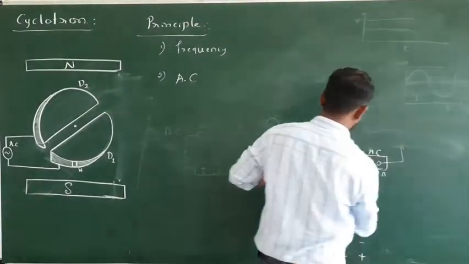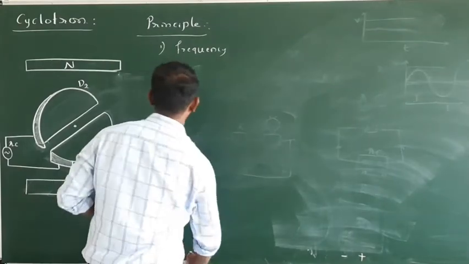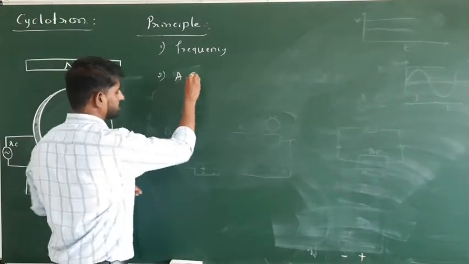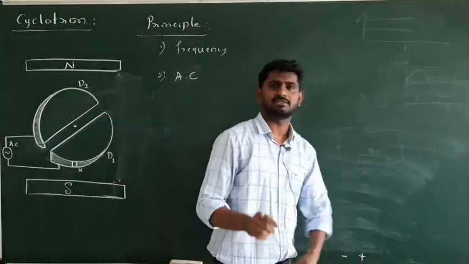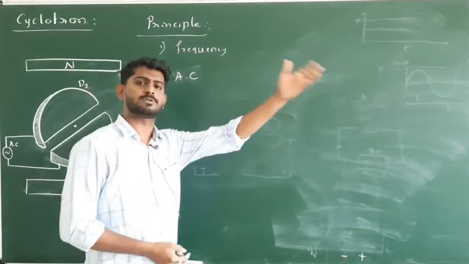So I'll explain the cyclotron. Okay, so a small AC can accelerate the charged particle to very high energy or to very high speed.